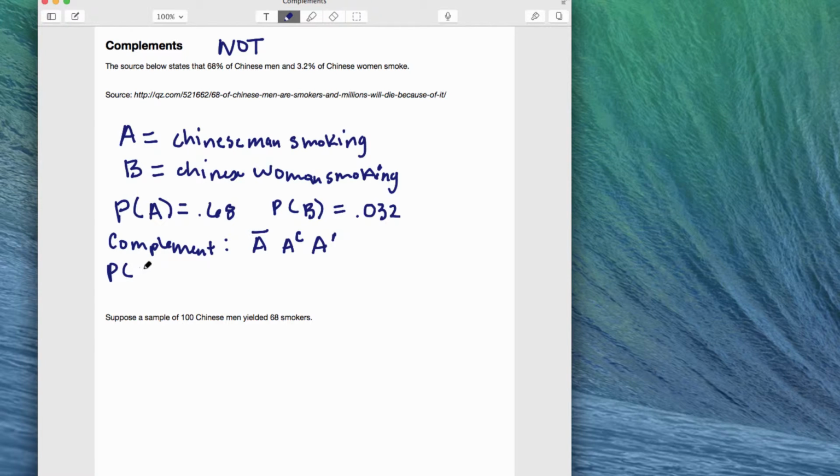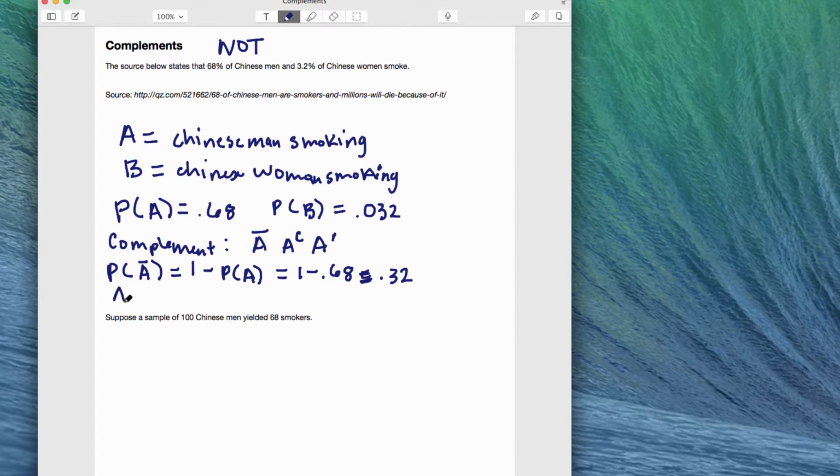So P of A bar or A complement is equal to the chances of a Chinese man not smoking. If you have 100% of men accounted for, if 68% smoke, then the rest do not smoke. So we take 1 minus the probability of A. And this applies to event B as well. The chances of someone not smoking is equal to 1 or 100% minus the chances of someone smoking. So we'll take 1 minus 0.68 and we will get 0.32. So the probability of a Chinese man not smoking is about 32%.